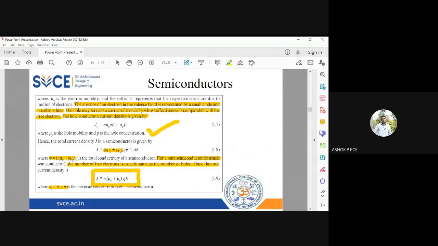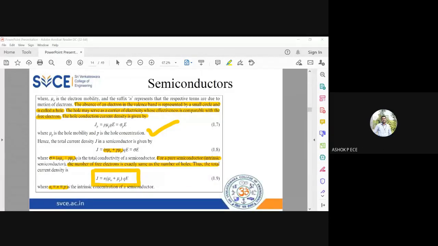Any doubts you have so far? We have seen the properties of semiconductors. Any doubts you have, you can ask. I'm giving a few seconds for you to ask any doubts in the topics we have seen so far in today's class. Are things clear?